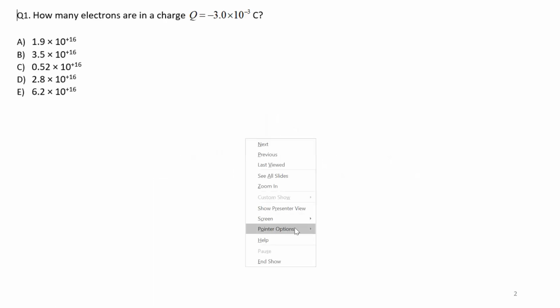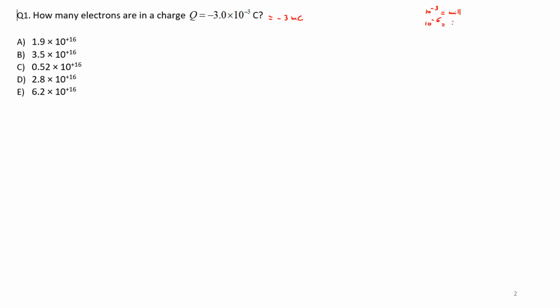So the first problem is this one. How many electrons are there in a charge of -3 × 10^-3 Coulomb? Okay, so this is just -3 millicoulomb. You need to know that 10^-3, of course, is milli, 10^-6 is micro, microcoulomb, and 10^-9 Coulomb is nanocoulomb. You need to know this, because it will come again and again and again.